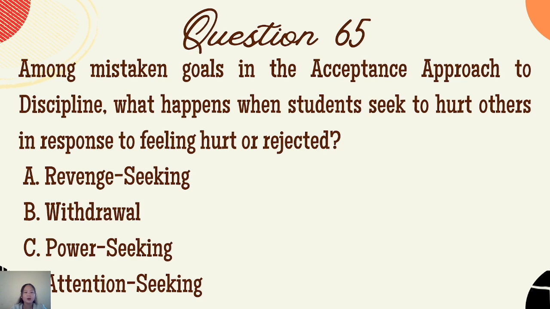Now, let's go to question number 65. Among mistaken goals in the acceptance approach to discipline, what happens when students seek to hurt others in response to feeling hurt or rejected? The correct answer is letter A, revenge seeking. Students who feel rejected may act out in revenge to cope with emotional pain.